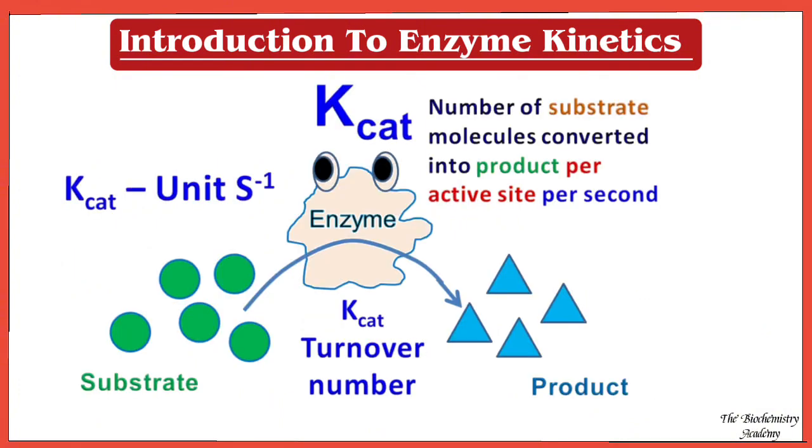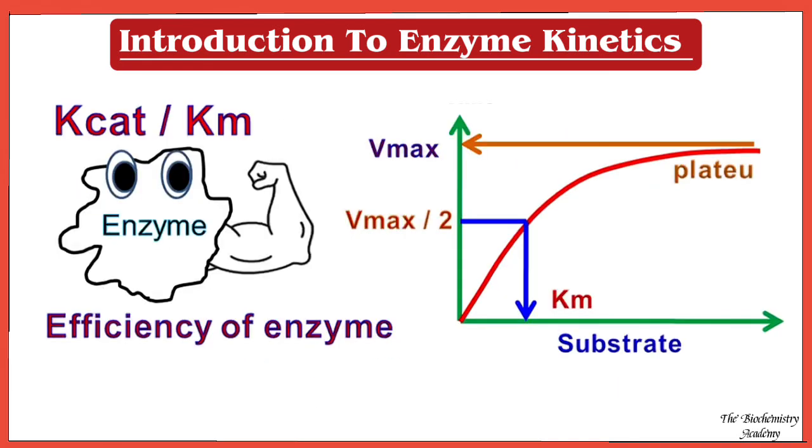Here comes an important term called Kcat. Kcat is the number of substrate molecules converted into product per active site per second. It is also called the turnover number. The unit is seconds inverse. The ratio of Kcat over Km represents the efficiency of the enzyme. The ratio is called the specificity constant, meaning that at a high ratio, the enzyme will be very efficient.